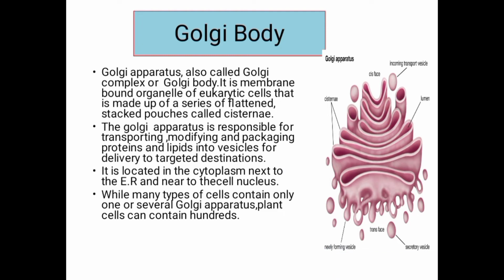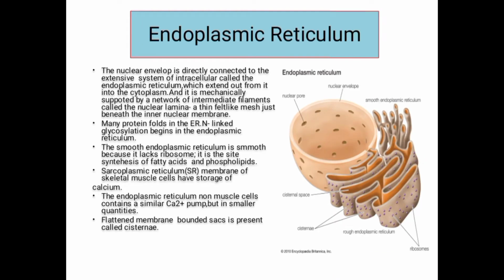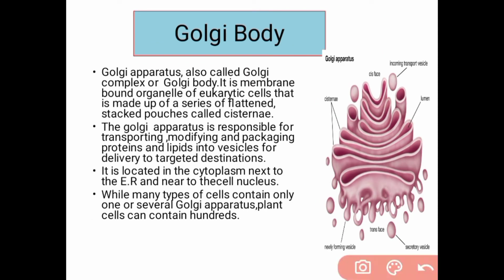You can see in the previous picture that next to the nuclear membrane the Golgi bodies are present. It is located in the cytoplasm next to the endoplasmic reticulum and near the cell nucleus. While many types of cells contain only one or several Golgi apparatus, plant cells can contain hundreds.